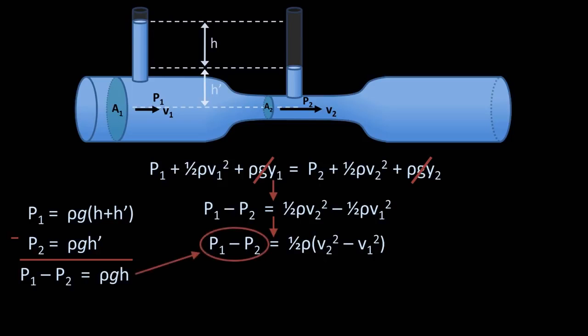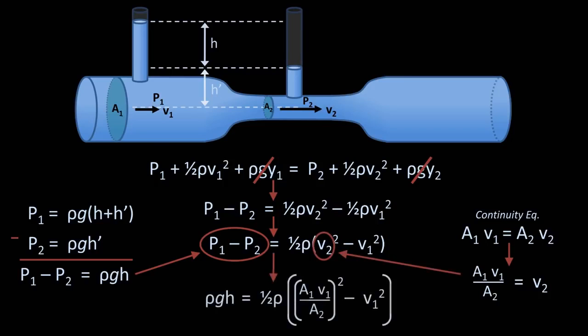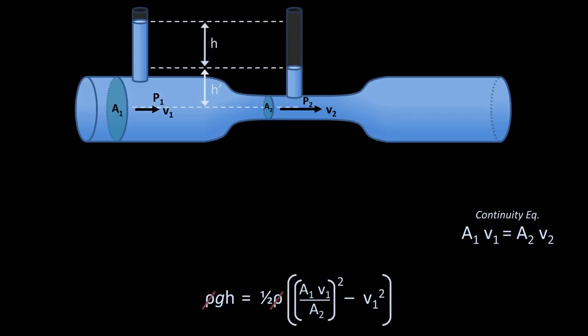The next major trick to achieving the solution to this problem is to remember the continuity equation: A1 times v1 equals A2 times v2. Solve for v2 and substitute that in here. And with these two substitutions, we are left with this. Density cancels, and everything that is left is either given or is what we are solving for.